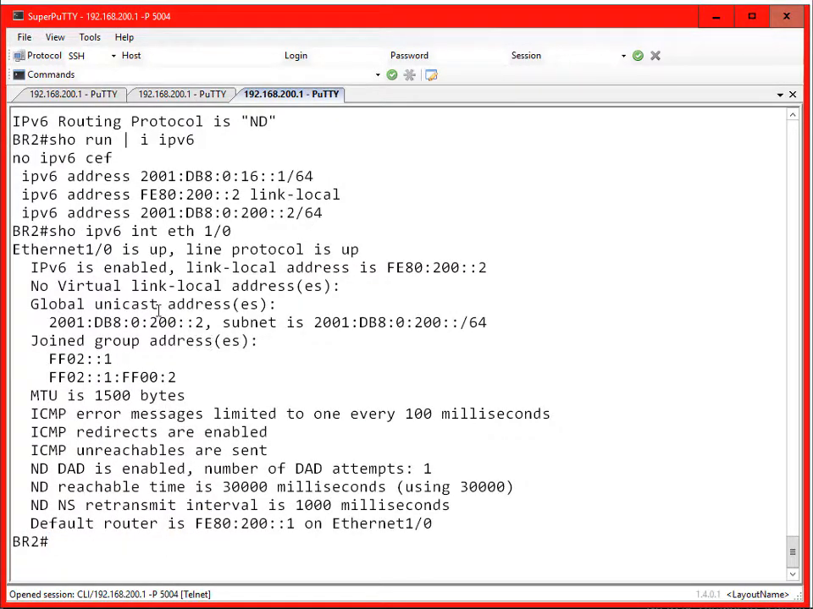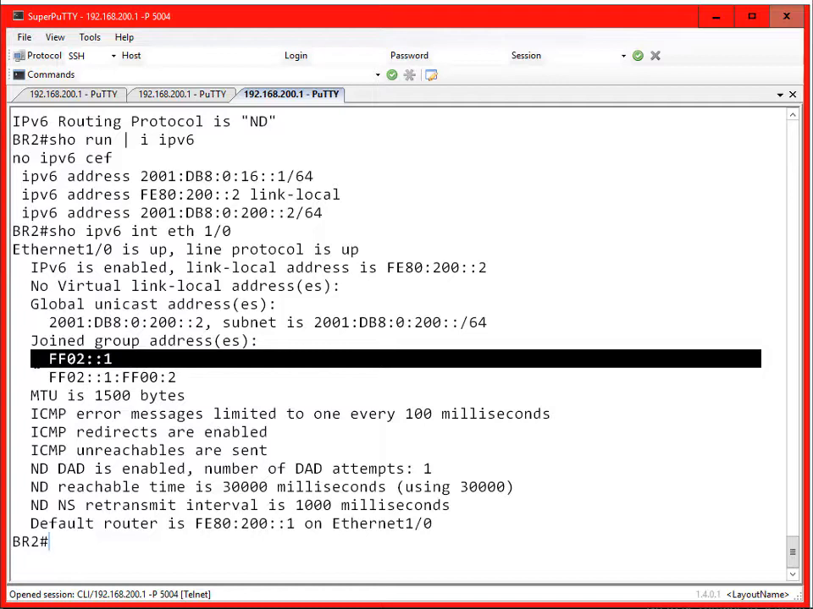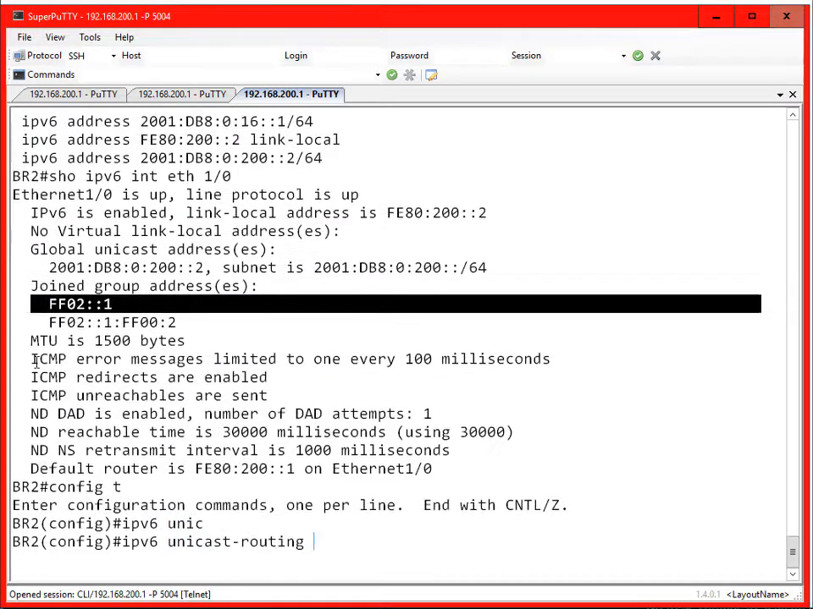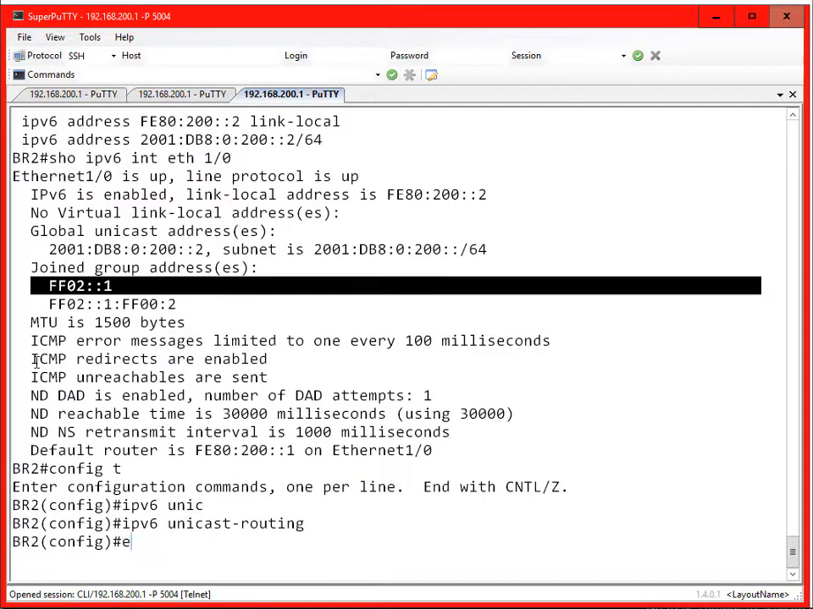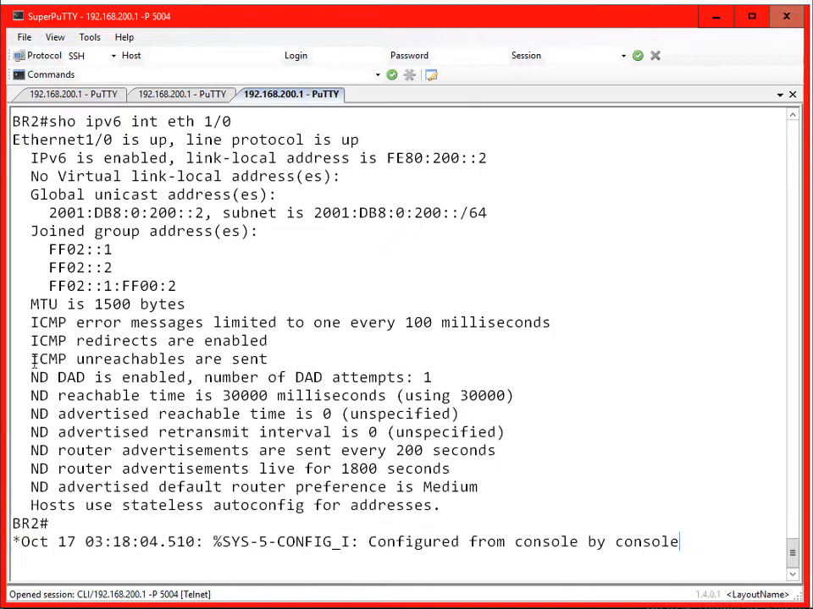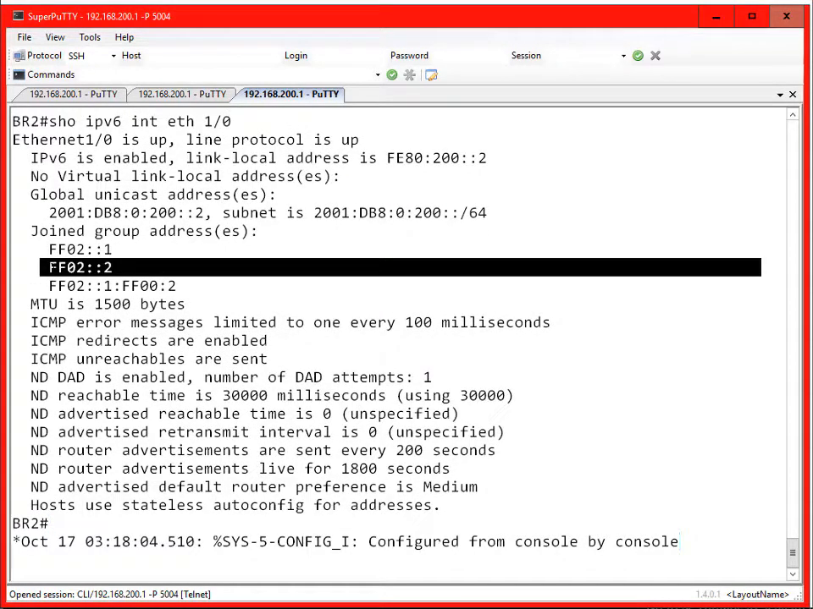And what we can see here is that this interface does have IPv6 enabled. It's got a global unicast address. It's got a link local address. But notice that it's not participating in the FF02::2 multicast group. It's only participating in the FF02::1 multicast group, which, by the way, is the all hosts multicast group. If I come in here and I do IPv6 unicast routing, and now I go back and check that same interface, you'll notice that now it is participating in the all routers multicast group.